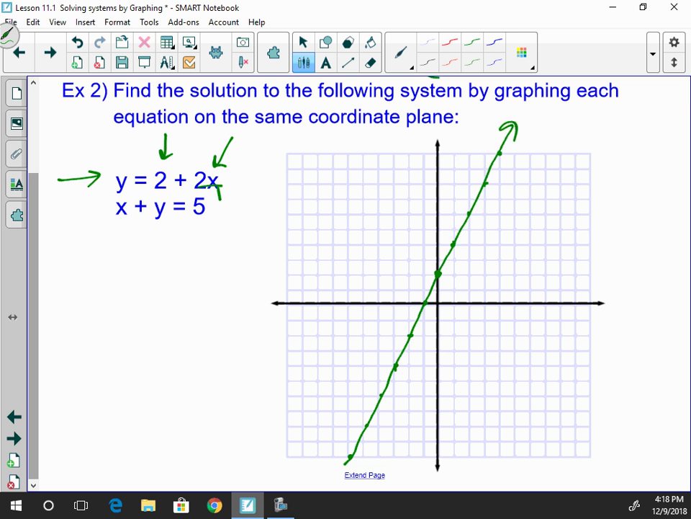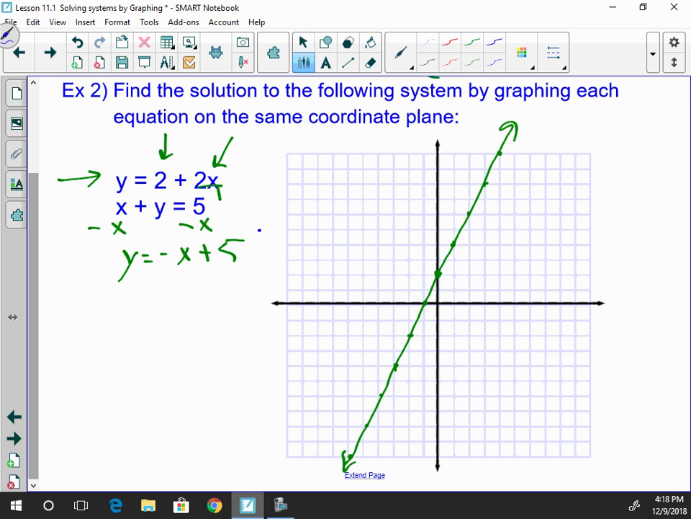So put all the points all the way across. And this one I can do one of two ways. I can use the intercept method, or I can solve for y. I'm just going to solve for y because that's pretty simple in this one. If I subtract x from both sides, I will get y is equal to negative x plus 5.